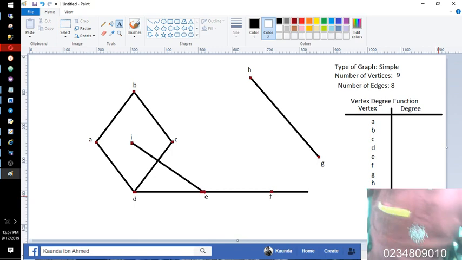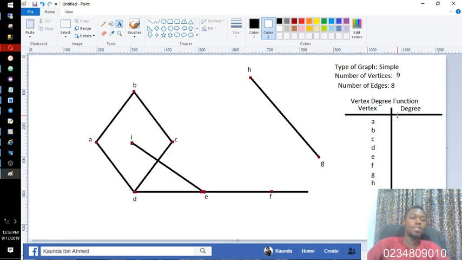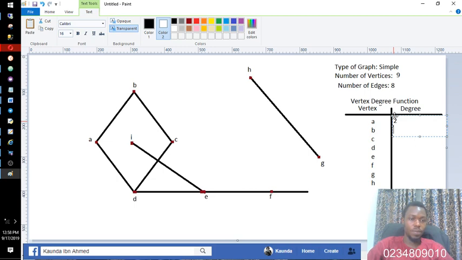So we have now the degrees for A. How many lines at A? We have 1, we have 2. So A is 2. B is 2. C is 2. D is 3. E is 3. One goes to D, one goes to I, and one goes to F. 3. F is 1. Remember, the other side of the F, it doesn't lead to any point.